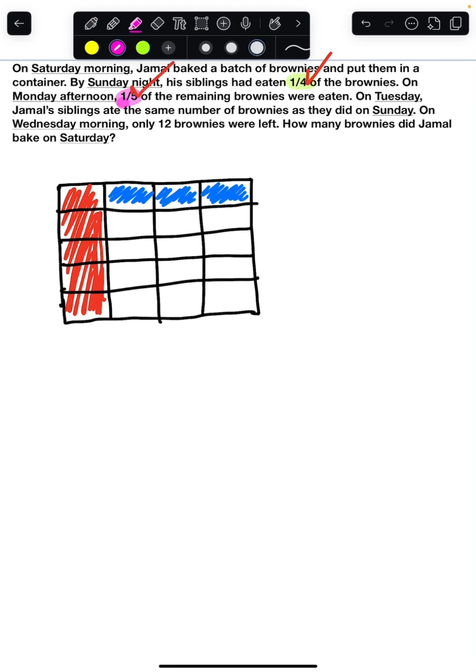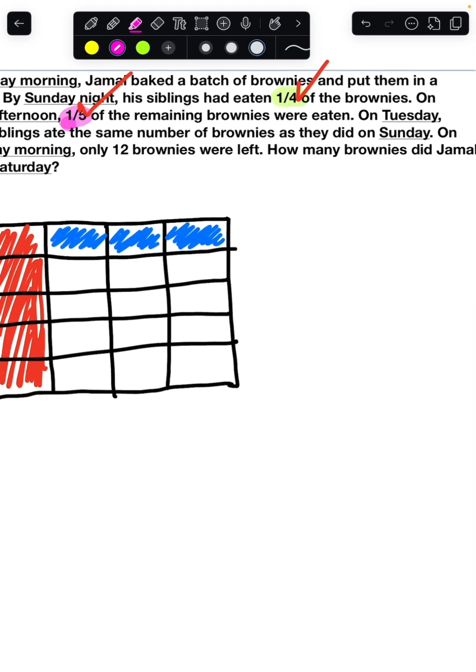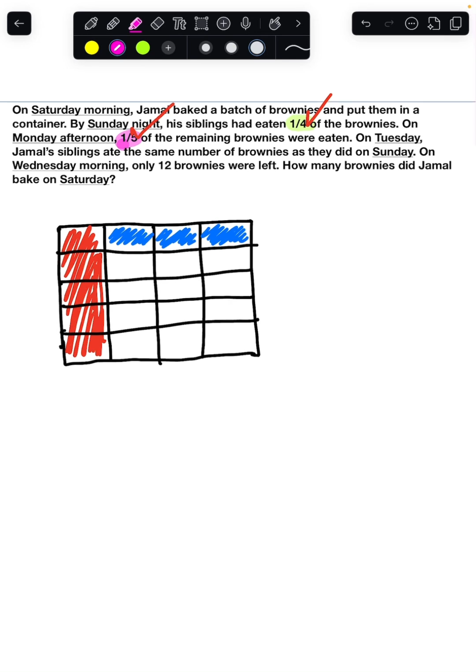The last information we have is Jamal's siblings on Tuesday ate the same number of brownies as they did on Sunday, so let's highlight that. Well, we know they ate 1/4 on Sunday, which is 1, 2, 3, 4, 5 boxes. So we're going to mark off 5 of these boxes. 1, 2, 3, 4, and 5. Well, we are finished with our fractions.